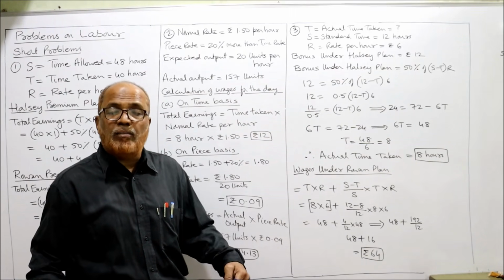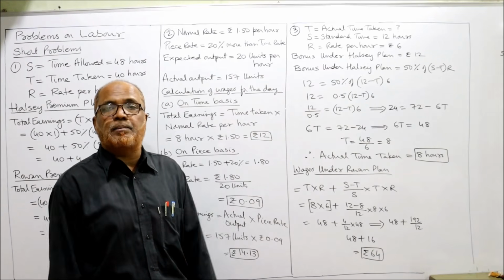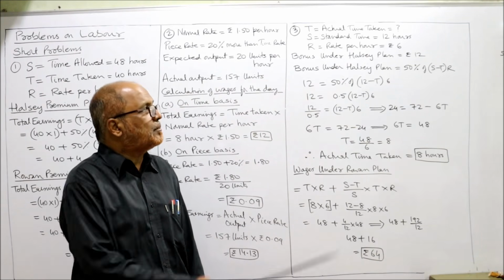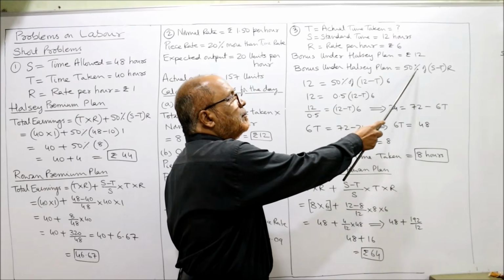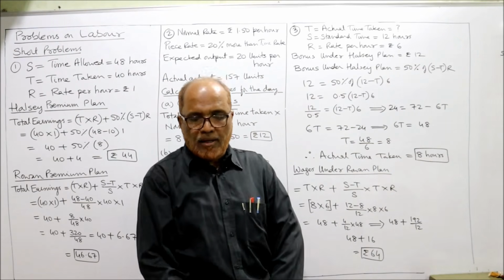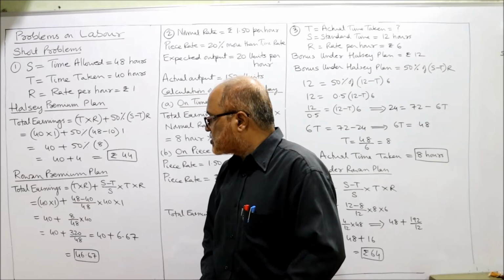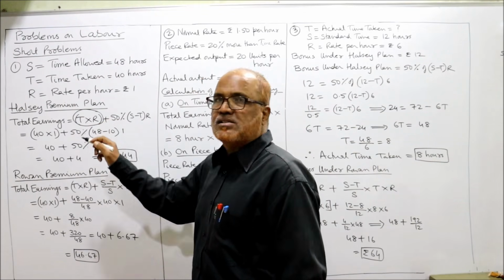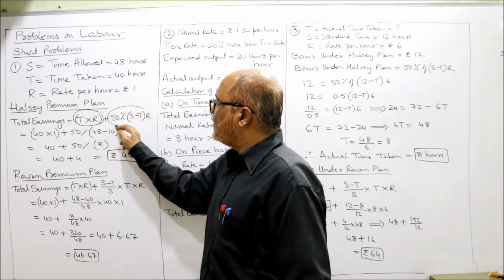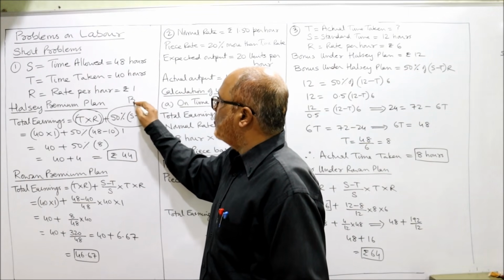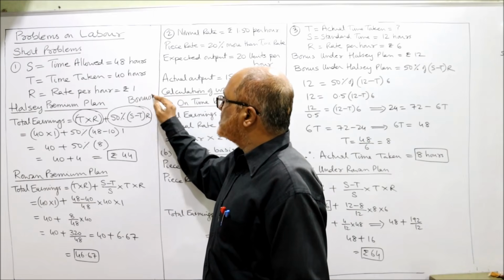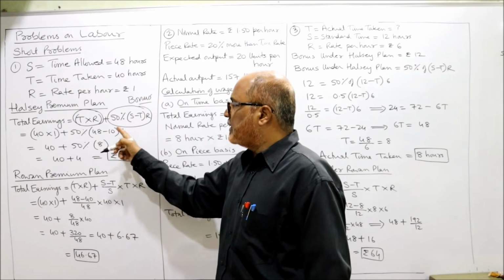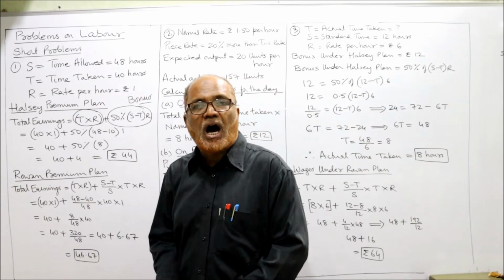So what is the formula for bonus under Halsey plan? Under Halsey plan, the bonus is 50% of (S minus T) into R. Previous theory video I have explained that this T into R is the normal wages and 50% of (S minus T) into R, this is the bonus. This part is the bonus.